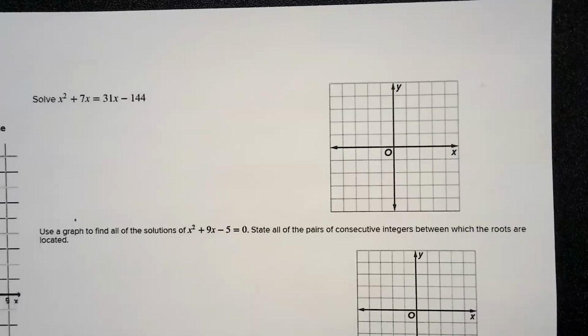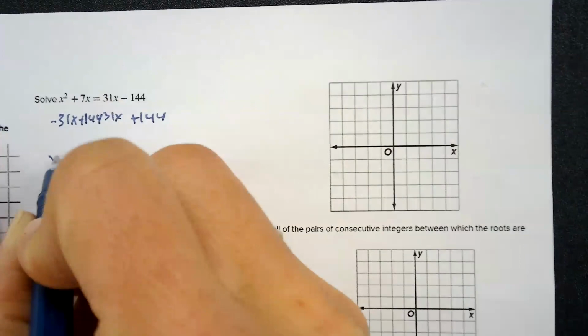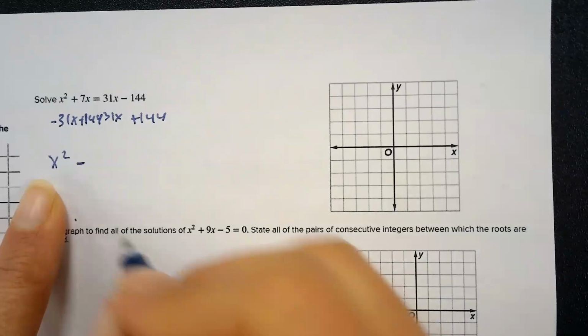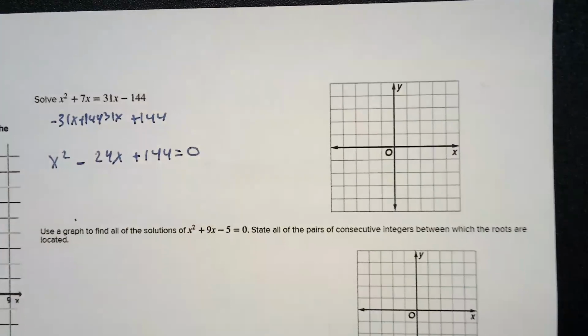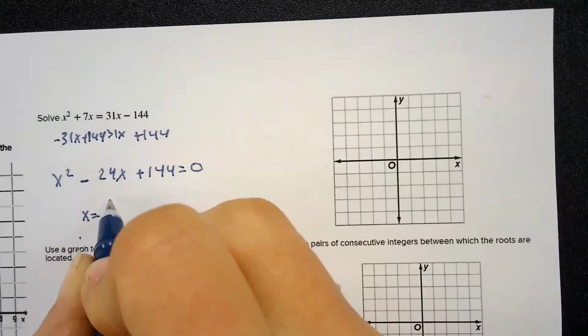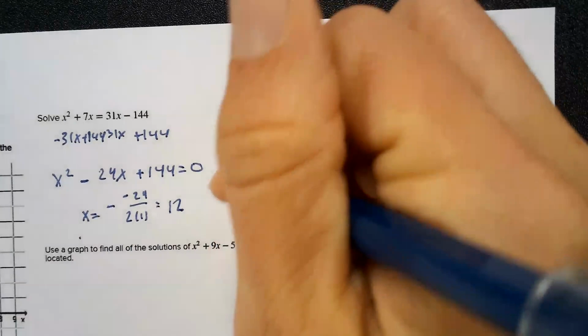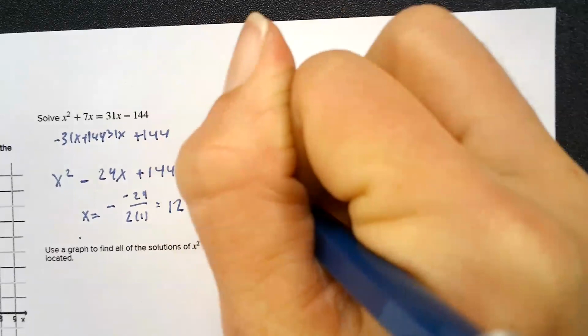This one, we need to get it set equal to 0. I'm going to subtract 31x, add the 144. That gives me x squared minus 24x plus 144 equals 0. I solve that by graphing. X equals negative b over 2a. That will be 24 divided by 2, which is 12. Plug in 12 to find out what the y is. 12 squared minus 24 times 12 plus 144.